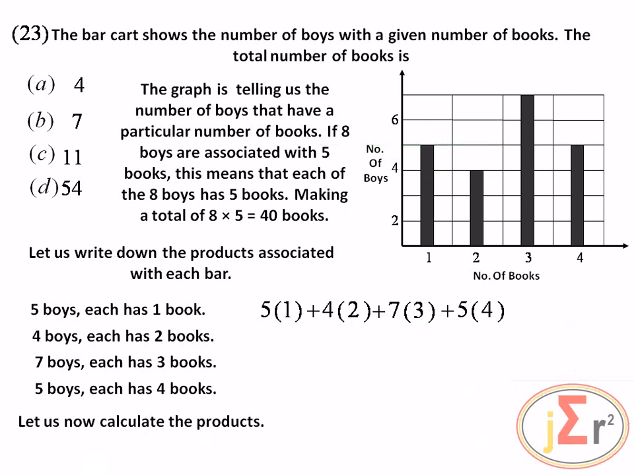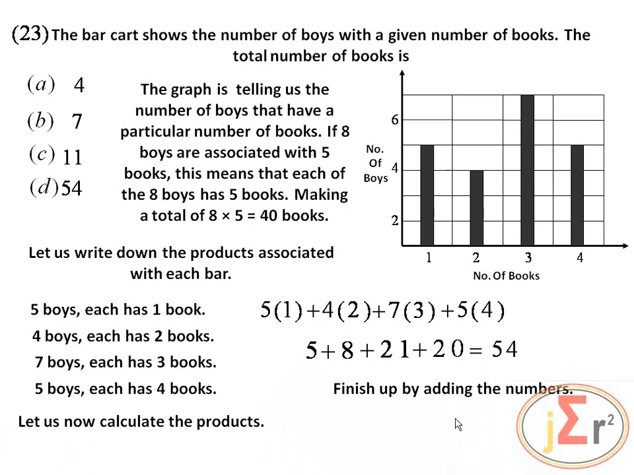Let us now calculate the products. 5 multiplied by 1 is 5. 4 times 2 is 8. 7 times 3 is 21. And 5 times 4 is 20. Finish up by adding the numbers. So we will add all of those numbers. And the result is 54. And that turns out to be option D.